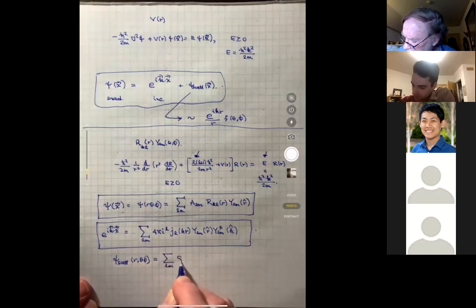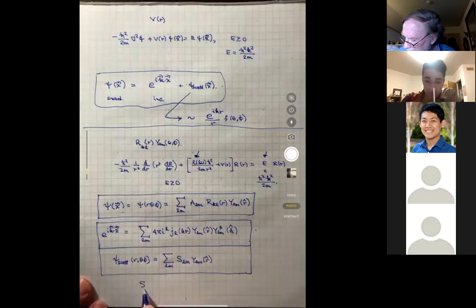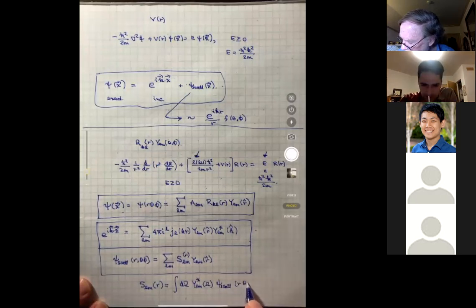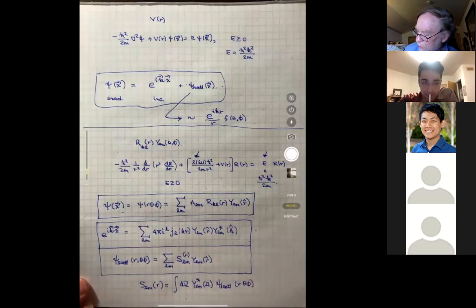I'll call the expansion coefficients S sub LM of Y_LM of r hat, like this. So the S_LMs are really just defined as these expansion coefficients. Or if you like, I'll define the S_LMs. They depend on r, by the way. The S_LMs of r are equal to just the integral over a solid angle of the Y_LM of omega complex conjugated times the scattered wave as a function of r, theta, and phi. This is just undoing the expansion in terms of Y_LMs.